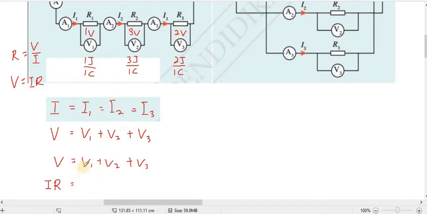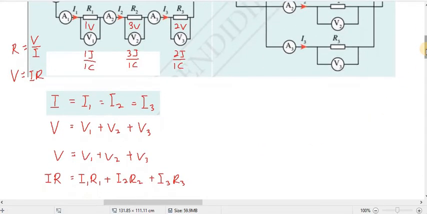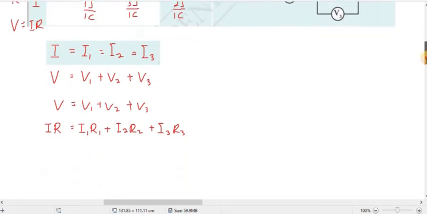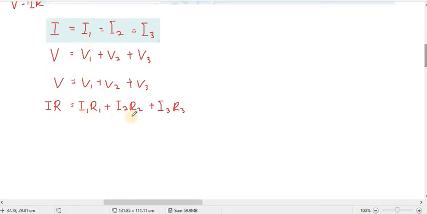So that means this potential difference 1, we can substitute with I1 times R1, plus this one is I2 R2, this one is I3 R3. You see or not? Does anybody understand how we get this? Anybody got any question? Okay, no question.